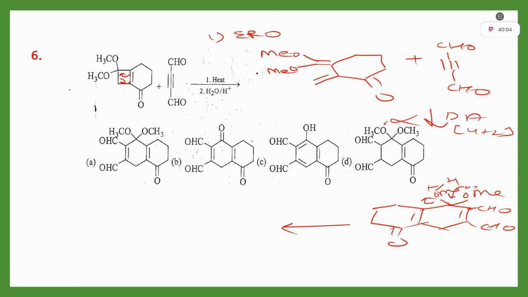This can't be true because acidic hydrolysis is done. Among these two options, let me draw for you. This is your CHO, CHO, and double bond O. Okay. Which option is more appropriate? Option number B or option number C?